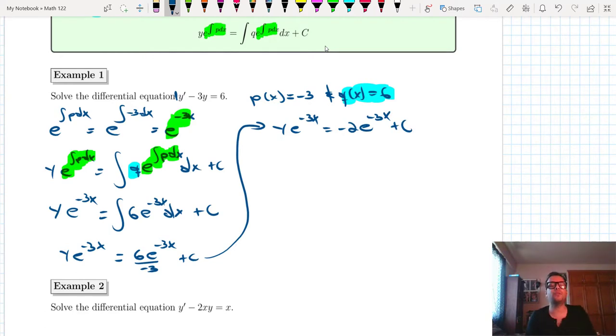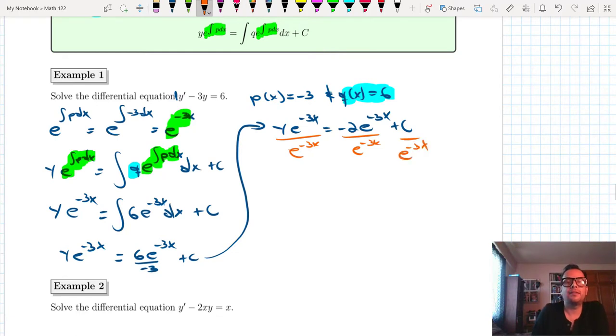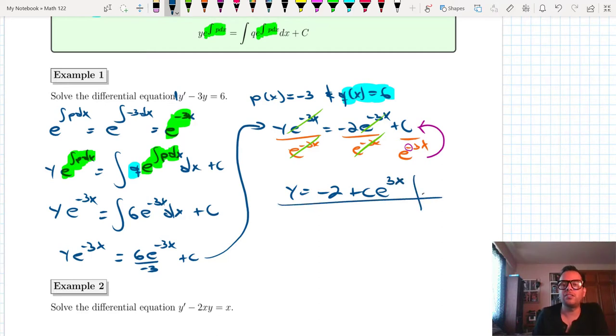Finally, we need to solve for y by dividing both sides by e to the -3x. So cancel, cancel. We get y equals -2 plus c times, notice times, not divided by, this exponential function with negative exponent in the denominator can be moved to the numerator with positive exponent, e to the 3x. And that is the general solution for this equation.